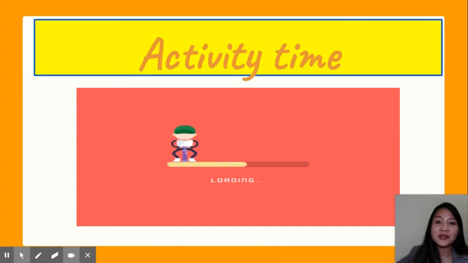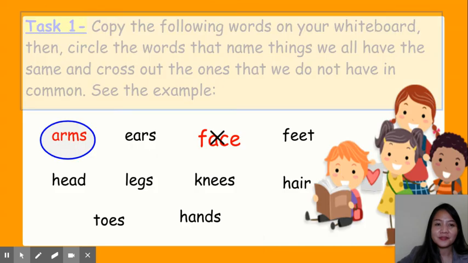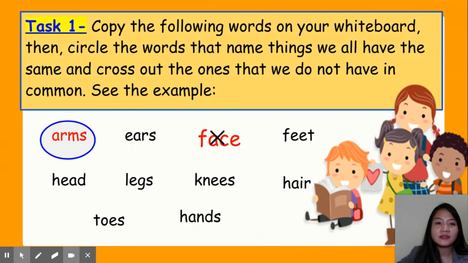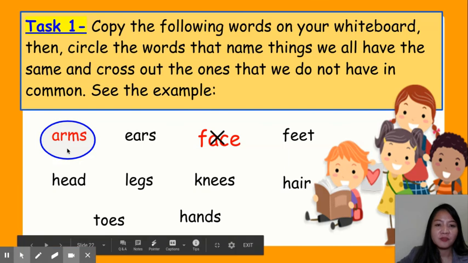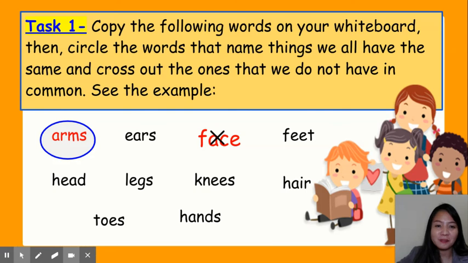Okay, boys and girls, are you ready for the activity? Let's start. For task 1, you have to copy the following words on your whiteboard. Then, circle the words that name things we all have the same and cross out the ones that we do not have in common. See, for example, arms. Yes, all of us have arms. So you will encircle it.